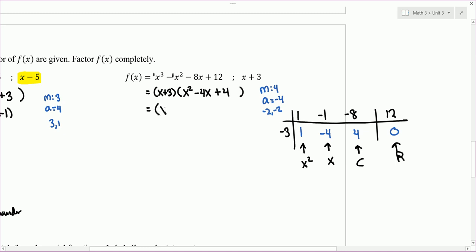So bring down the x plus 3 and factor to x minus 2 times x minus 2. And because we have repeating factors, we could even condense this further to x plus 3 times x minus 2 squared.